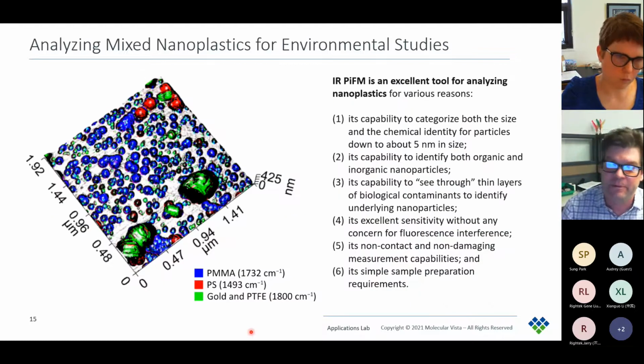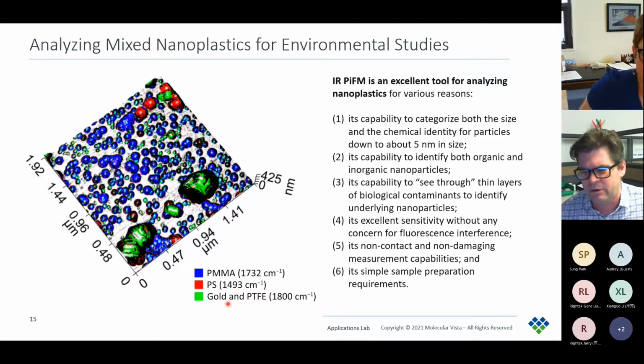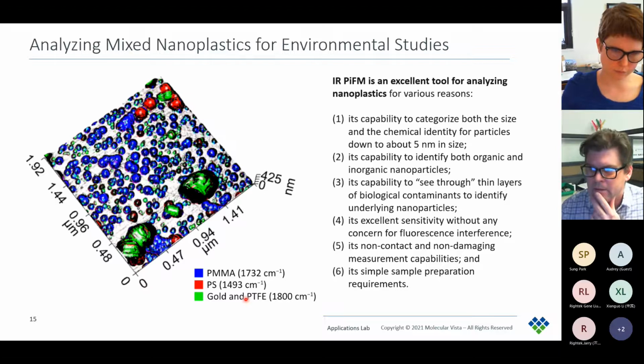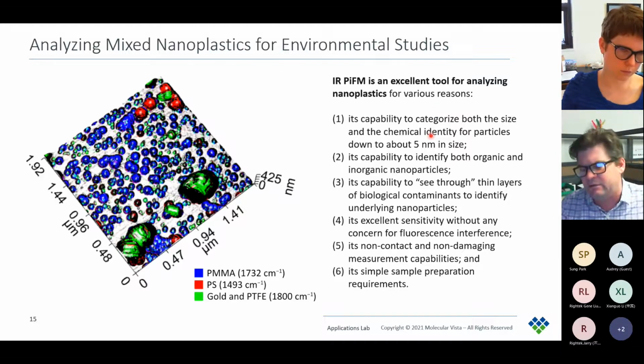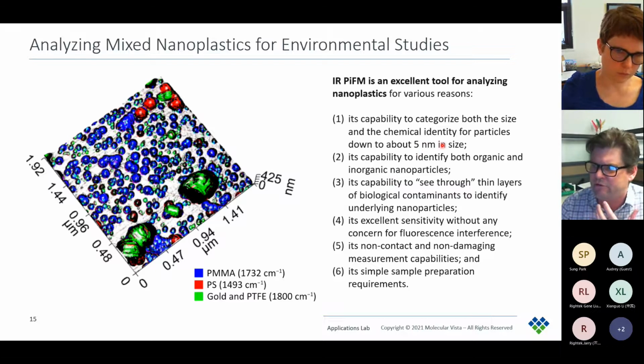Now to visualize this a little bit better, we take that same image you saw on the previous slide. We've highlighted now in blue where the PMMA is located, where the polystyrene is located, and where we expect gold or PTFE. In some ways, this is a nice review in that PIFM is really great for nanoplastics and really any IR responsive material, in the sense that it's able to characterize both size and chemical identification for these particles.